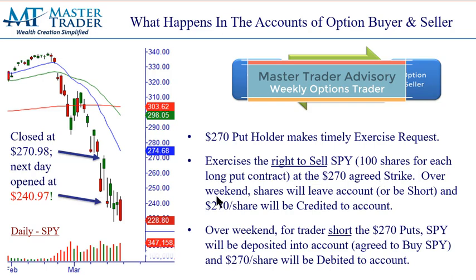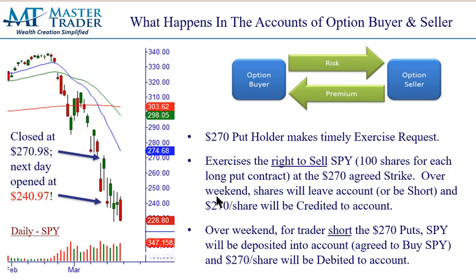So over the weekend, when the OCC with the broker is matching up all of these orders after expiration, shares will leave his account. In parentheses, I say, or be short, because what if he doesn't have the shares to sell at 270? Then he'll be short. At the $270 a share will be credited to his account because he's selling them. That's what he had when he bought the put.